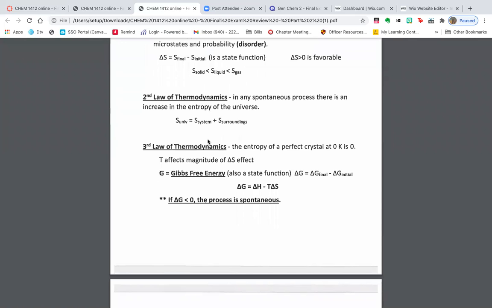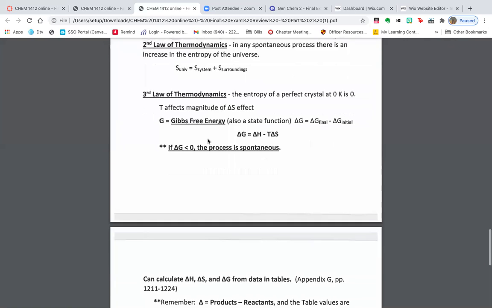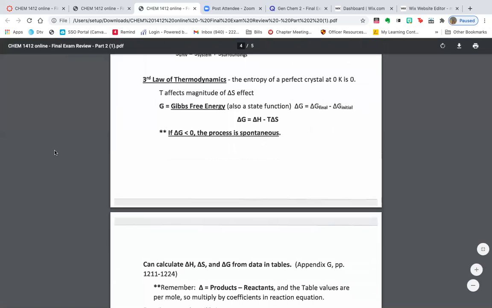But we'll move on. The entropy of a perfect crystal at 0 Kelvin is 0. Yeah, that's the third law of thermodynamics.